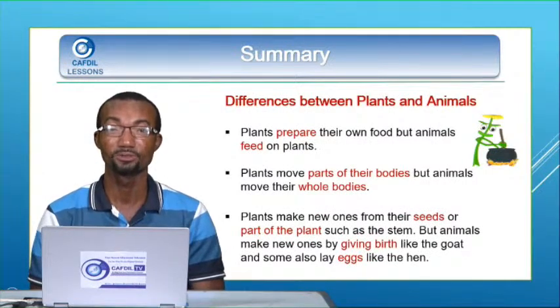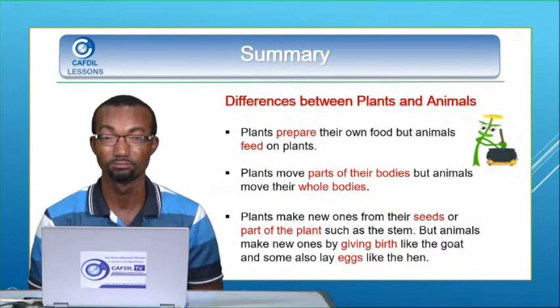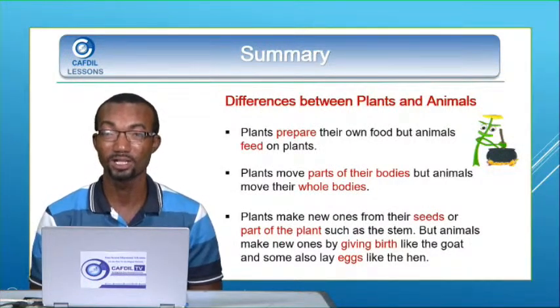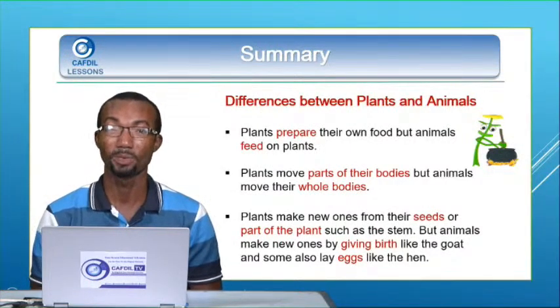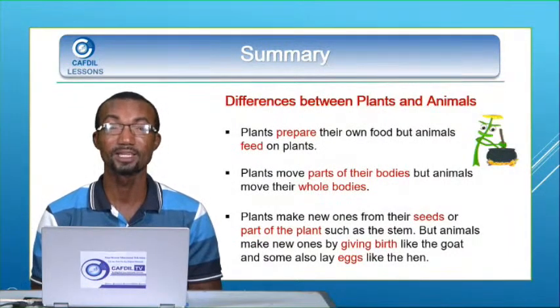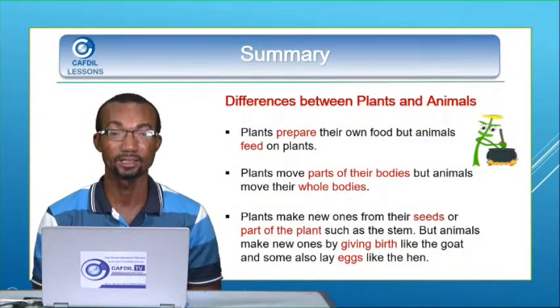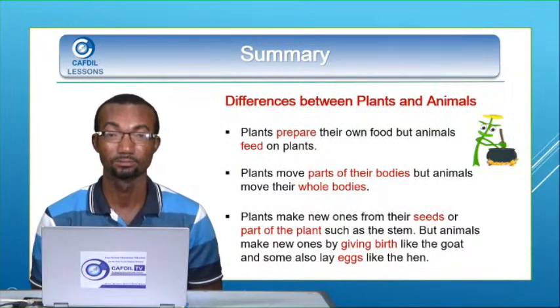The last difference we looked at is that plants make new ones from their seeds or parts of the plant, such as the stem. But animals make new ones by giving birth, and some also lay eggs like the hen.